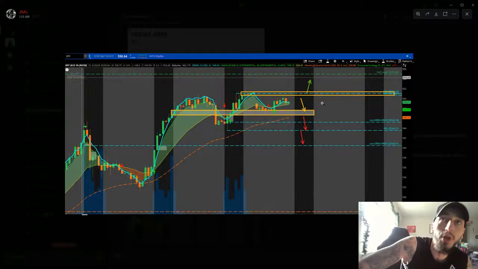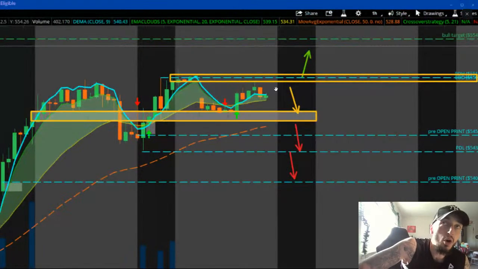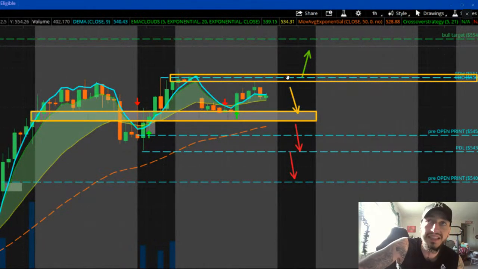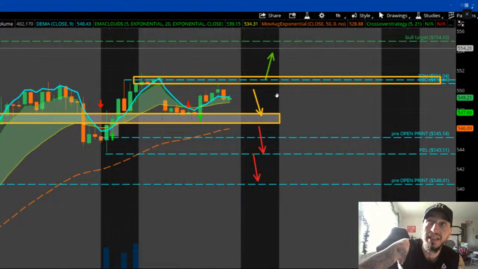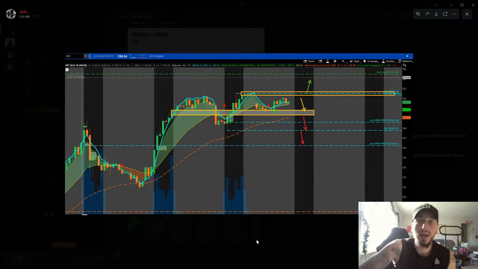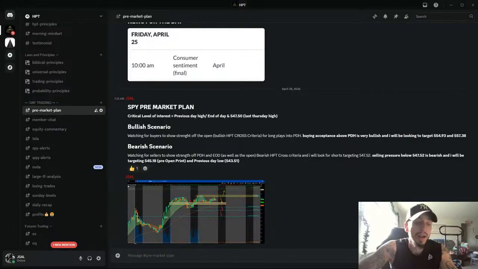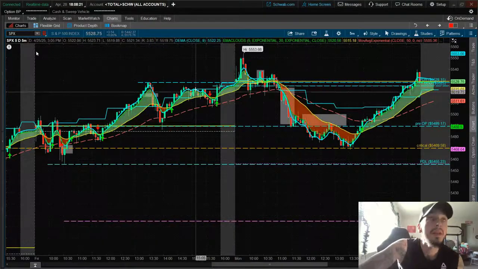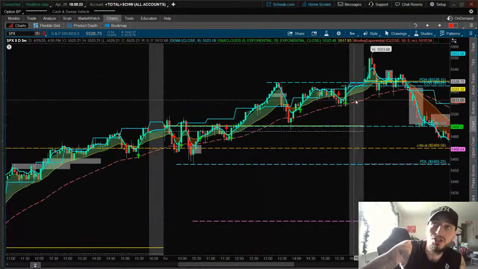So basically what I'm doing is whomever controls previous day high, I'm going to trade with. If it's buyers, I'm targeting 555. If it's sellers, I'm targeting previous day open print, right? So this is the goal. All right, so now let's break into it. This is SPX, just shows it so clear.